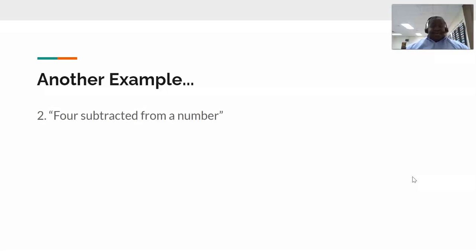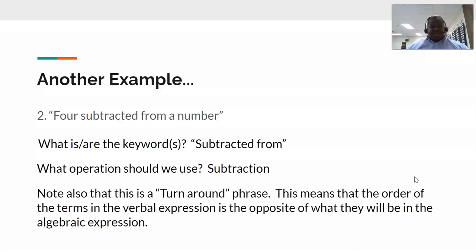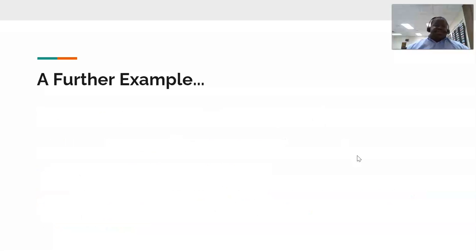4 subtracted from a number. Subtracted from, okay? Subtracted from is kind of like less than. It seems like that's going to be one of our turnaround phrases, so we need to pay special attention. So note, this is also a turnaround phrase. This means that the order of the terms in the verbal expression is opposite of what they'll be in the algebraic. So even though 4 came first, when we write it in the algebraic expression, it's going to be at the end. Notice we have the number subtracting off the value of 4. So 4 is subtracted from the original number.